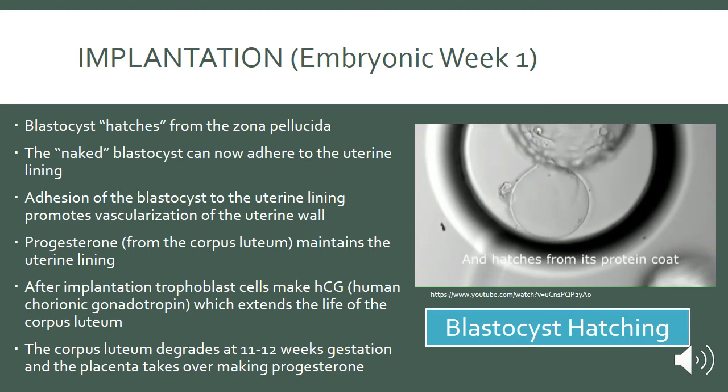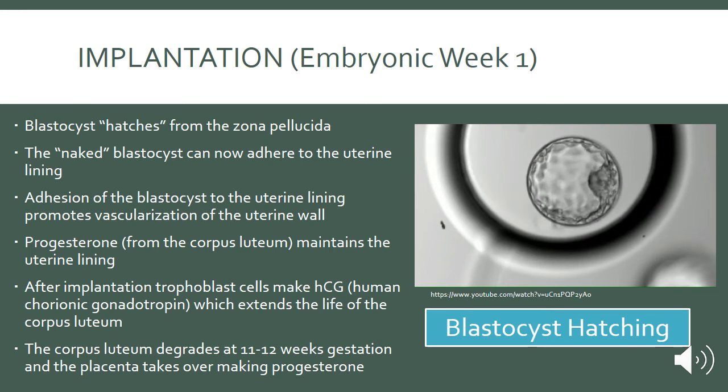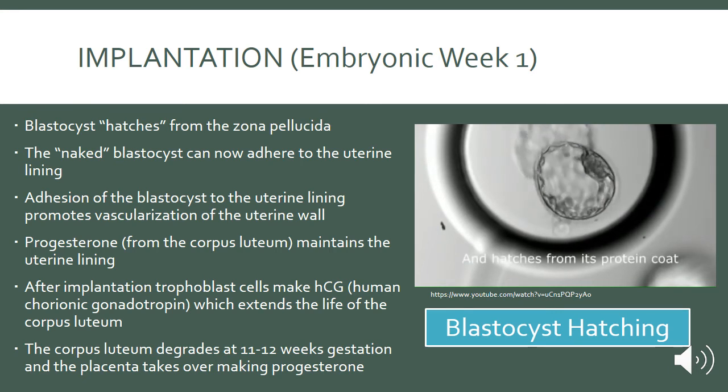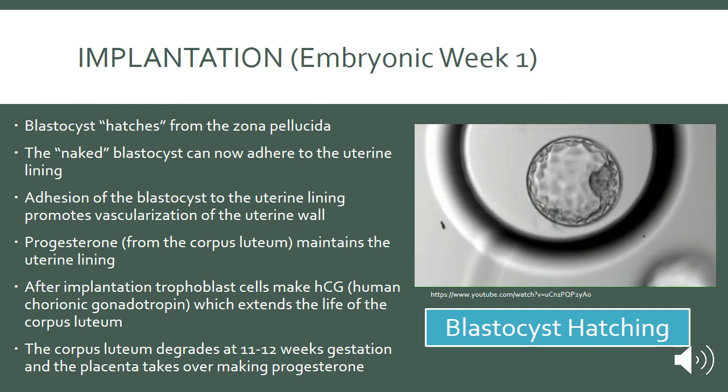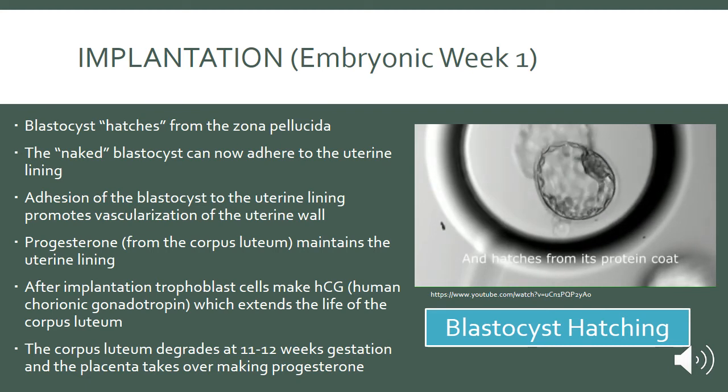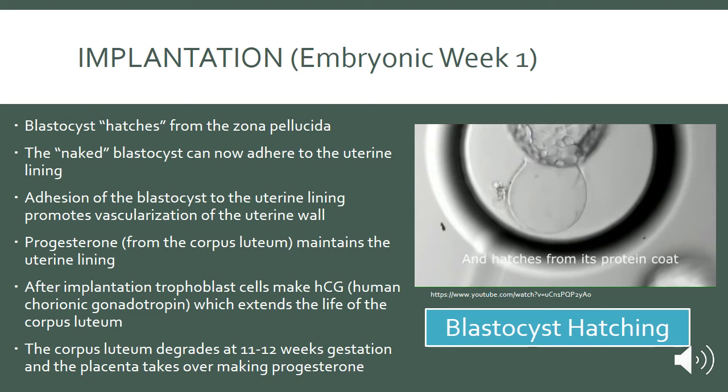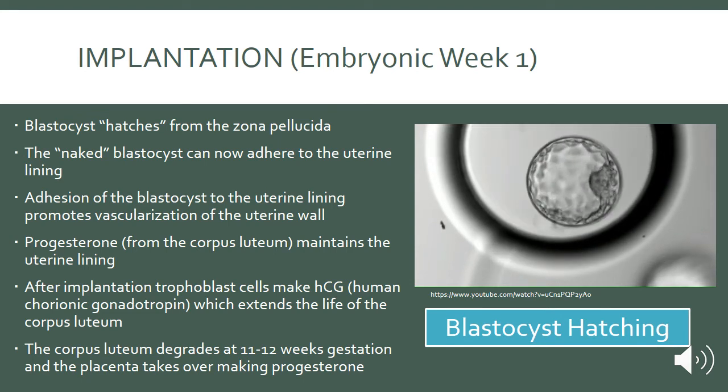But after implantation, the trophoblast cells from the blastocyst are going to start making HCG, which is human chorionic gonadotropin, the pregnancy hormone. And that prolongs the life of the corpus luteum. So then we get more progesterone, which supports the embryo further. Now, by 11 to 12 weeks, the corpus luteum is going to degrade, and the placenta will take over making progesterone to support the uterine lining.